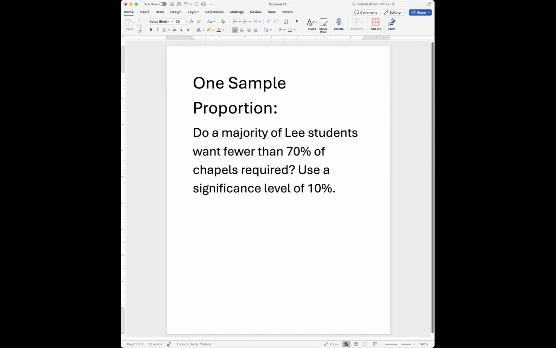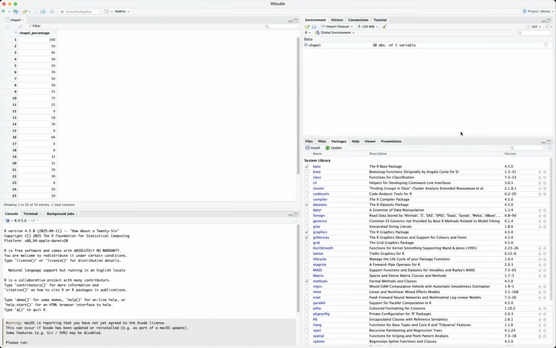So let's go over to RStudio, and we can see that I've already uploaded the data here. In that column, all of the respondents said what percentage of chapels they thought should be required. Now we need to count how many gave a response that was less than 70% and how many there are total. So to make this easier, we're going to use the library dplyr.